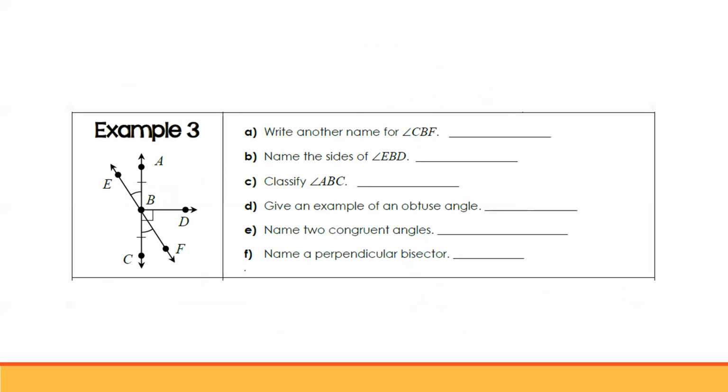All right, in example 3, there's a lot of stuff going on here, so let's talk about the markings that you see. This little hash mark here is indicating that AB is congruent to BC. So whenever I have segments that are congruent, we label that with these little tick marks.